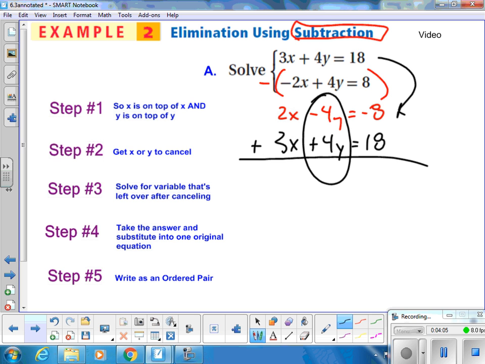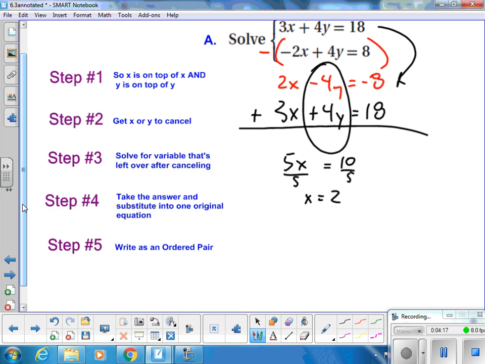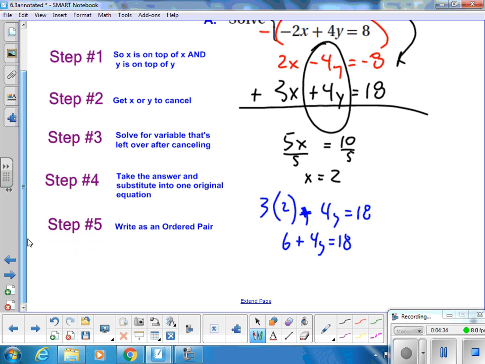I'm going to bring my first equation around. Now I can see that something cancels out. And I have 5x equals 10 divided by 5, and x is going to give me 2. And I can go ahead and substitute in. I can pick any equation I want to do this one because it should work. That's a plus sign. It's kind of a fun one. Equals 18. Keep going. Eight, 12 divided by 4, y equals 3. So should be at 2, 3.